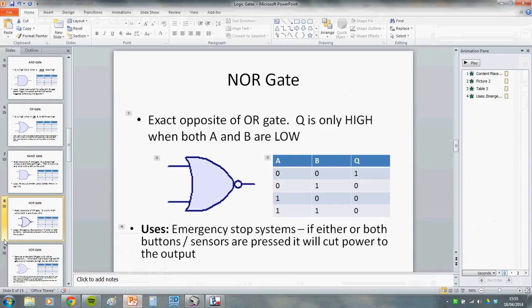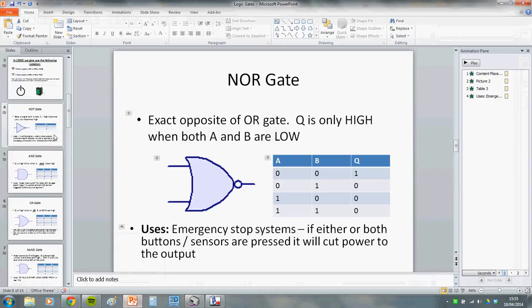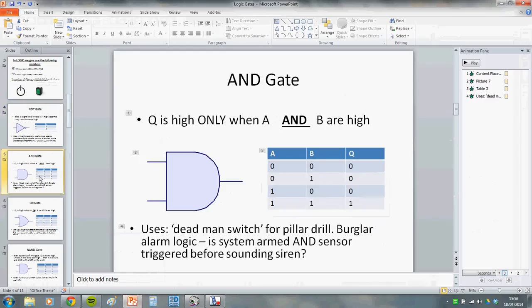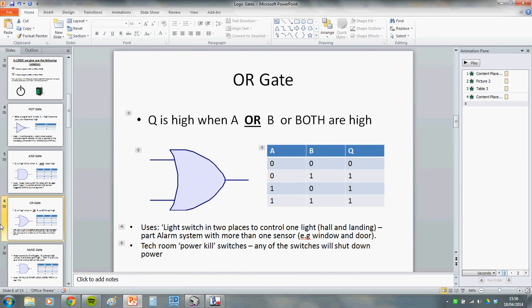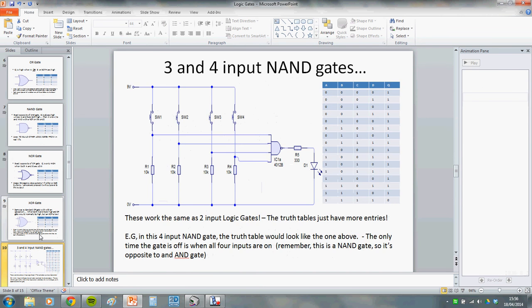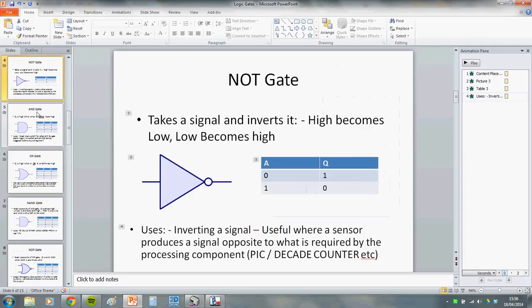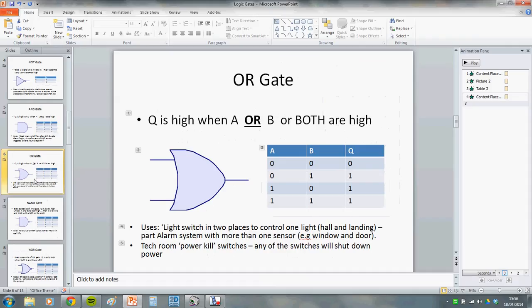This is the final one you need to know. By the way, I should have mentioned this. Anyone doing GCSE electronics, really sorry, you only actually need to know the NOT gate, the AND gate, and the OR gate. The exam board have been really kind and they removed NAND, NOR and XOR from the syllabus. They made it really easy, so you've only got to remember those three and they're dead easy.